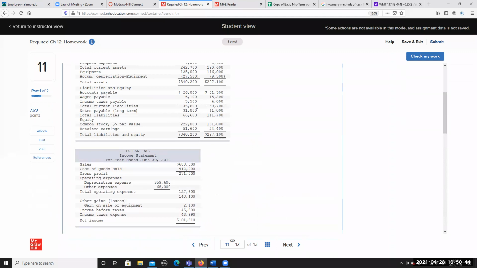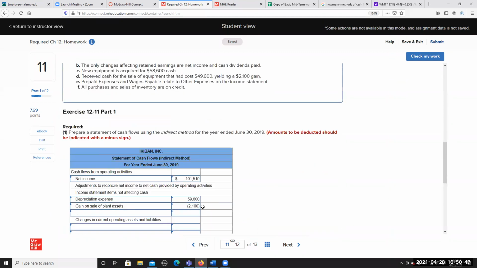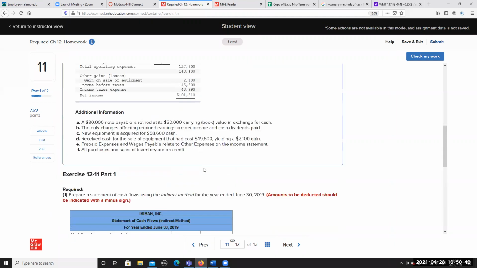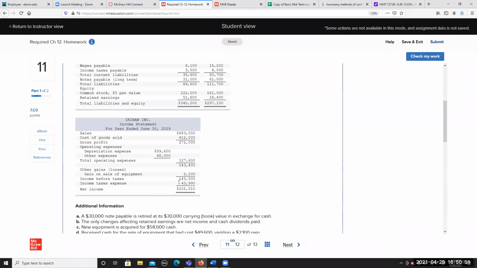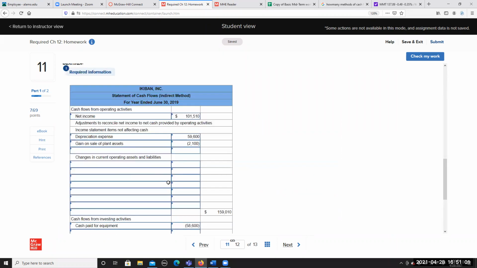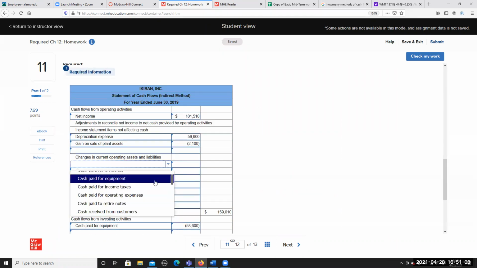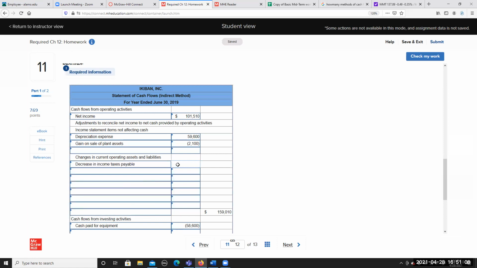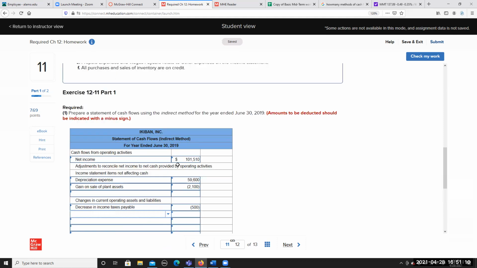Note payable, 61 and 31. We already took care of that. That's the 30,000 going down here. You see how we're working our way up? We did the income. We already figured out retained earnings. Now we did the stock. Now we know payable. Now, how about income tax payable went down by 500. Decrease in income tax payable, minus $500 cash.